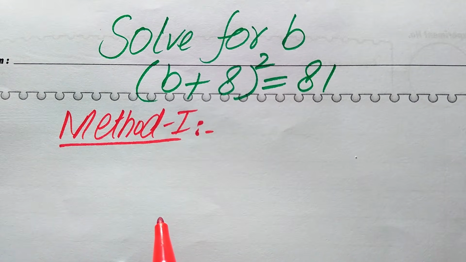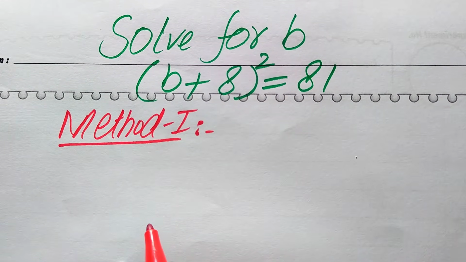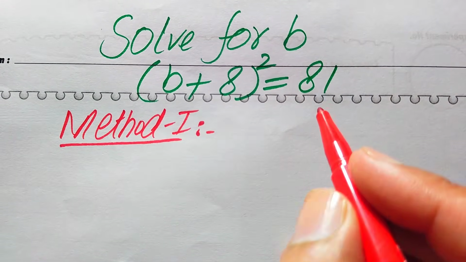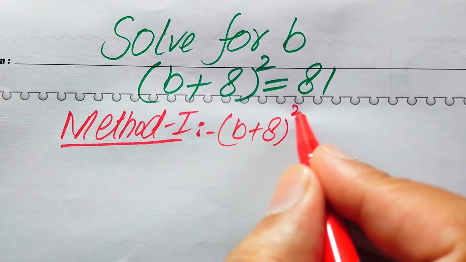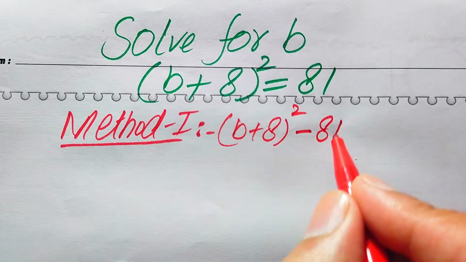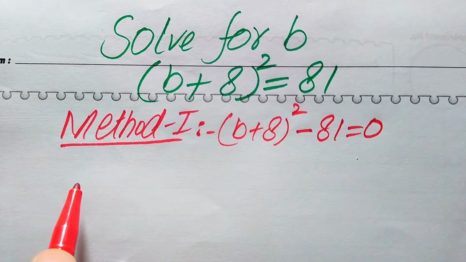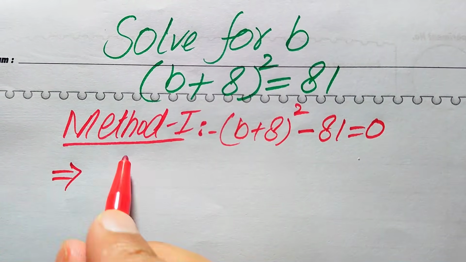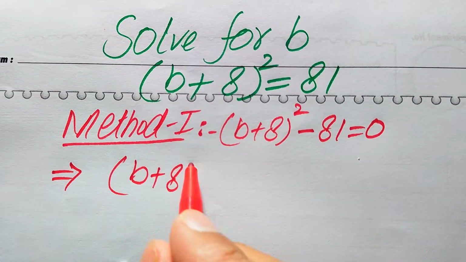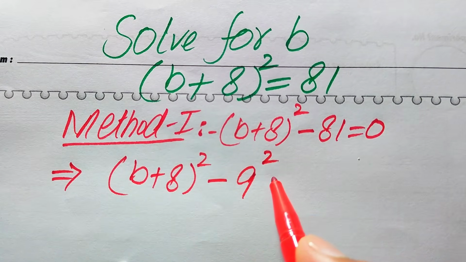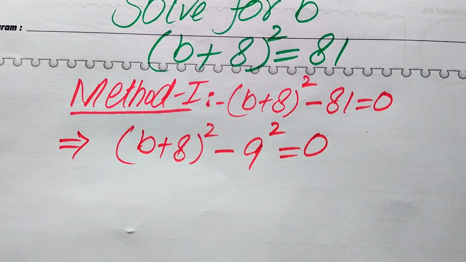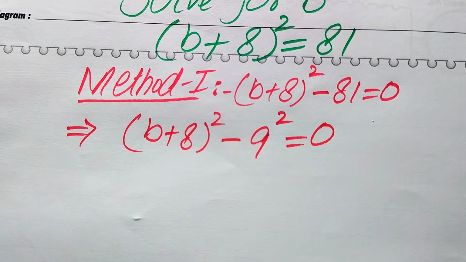And now we move toward the solution of this problem from the first method, and our first method is a very straightforward, simple method. Here we move the term 81 from the right hand side to the left hand side, and we get (b + 8)² - 81 = 0. So we rewrite this equation as (b + 8)² - 9² = 0, writing 81 as 9 squared.